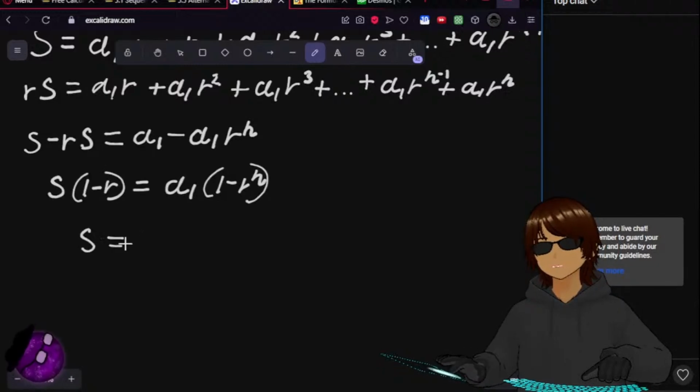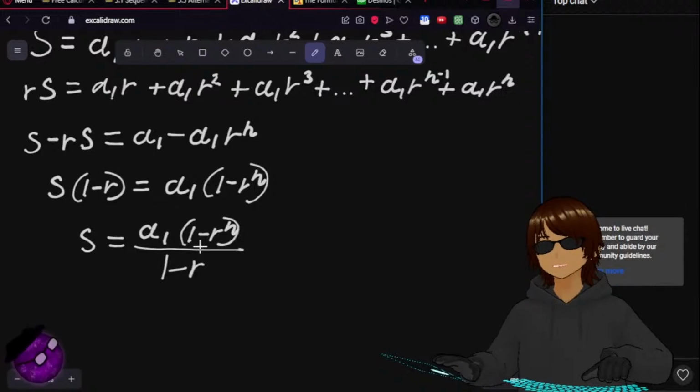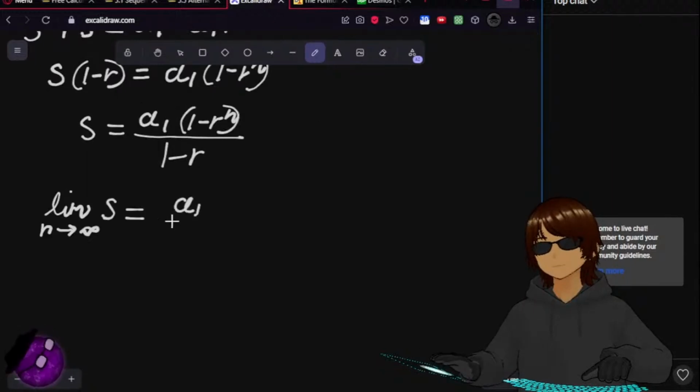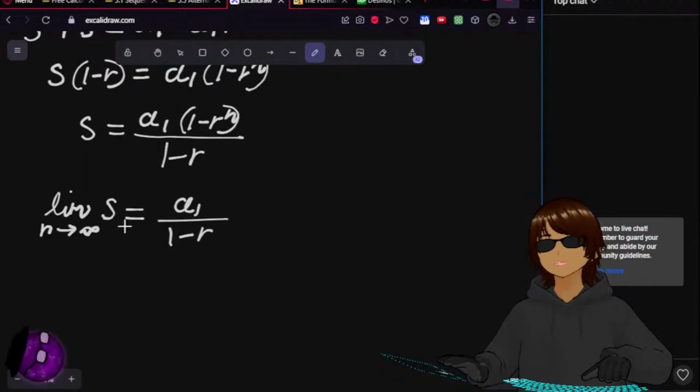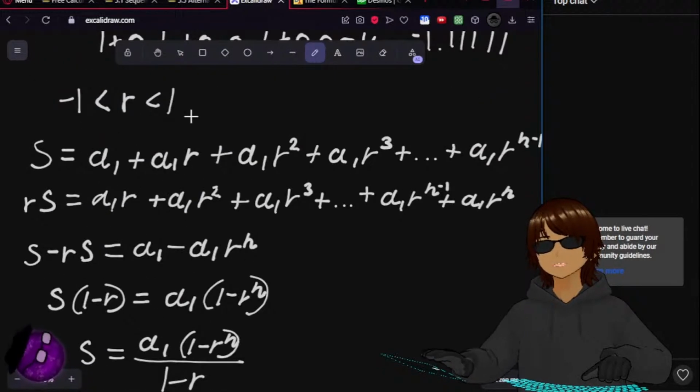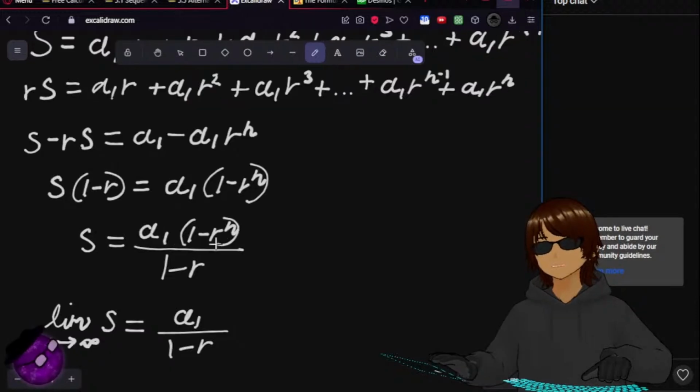And so the sum is the first term times 1 minus r to the power of n, over 1 minus r. Now if n goes to infinity, then we have the first term divided by 1 minus r. If n goes to infinity and r is between -1 and 1, only in this condition, then r to the n will go towards 0, and then a1 times 1 is a1. So this is the formula we get.